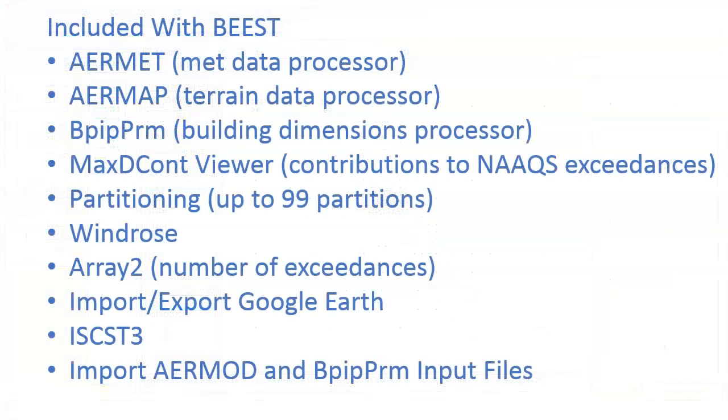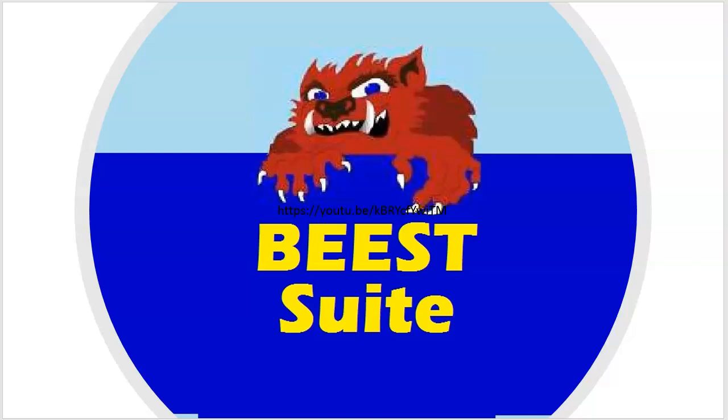What's included with BEEST? AERMOD, the metadata processor; AERMAP, the terrain data processor; BPIP Prime, building dimensions processor; maxdcont viewer, contributions to the NAAQS exceedances; partitioning, up to 99 partitions; windrows; array 2, number of exceedances; import, export to Google Earth; ISC-ST3; and import AERMOD and BPIP Prime input files. That's a quick tour of BEEST.